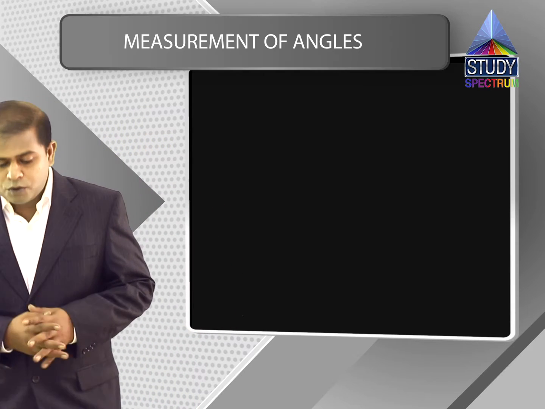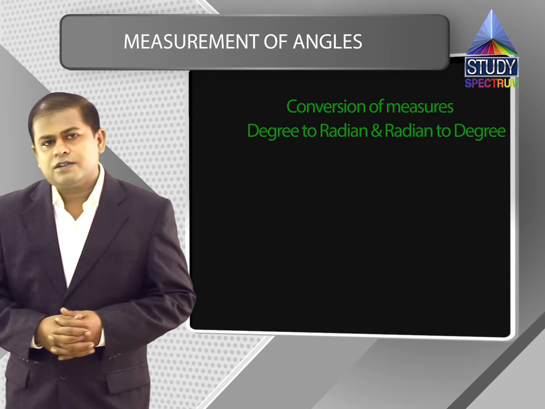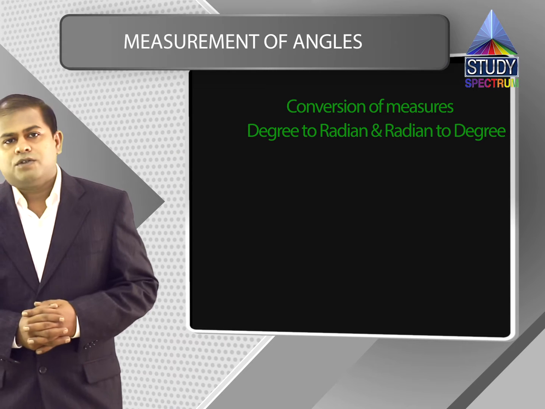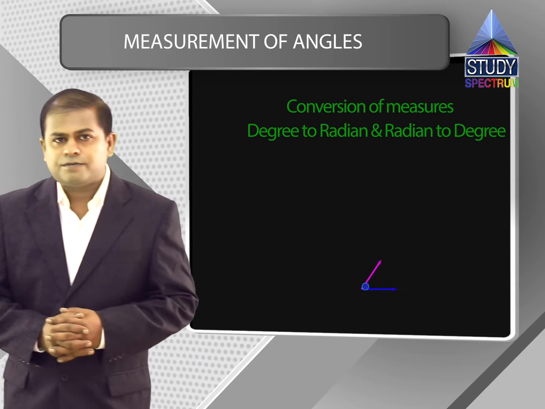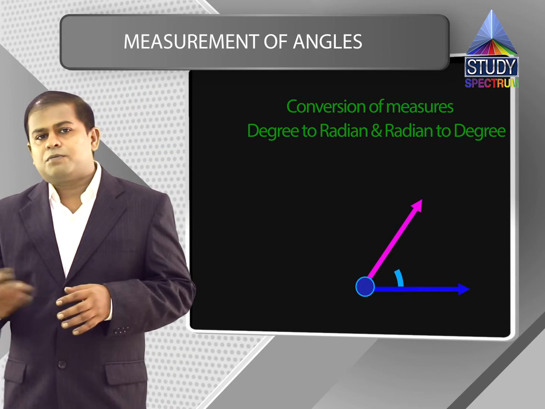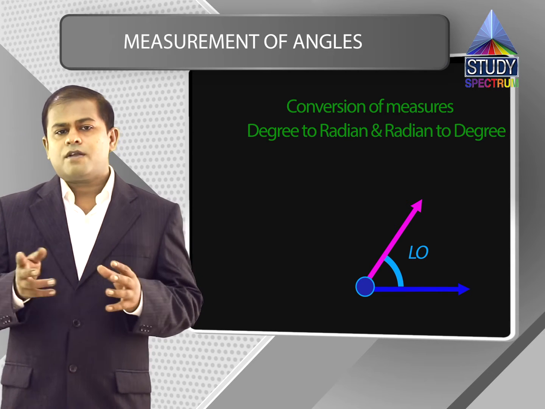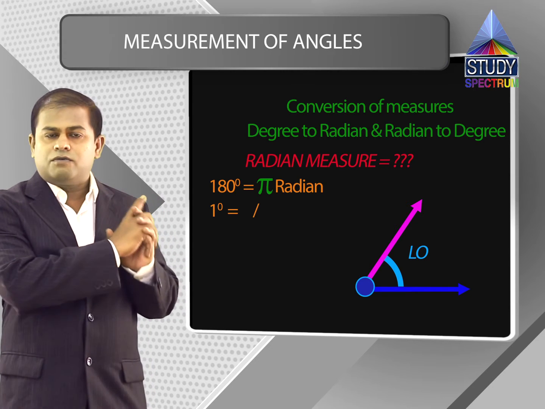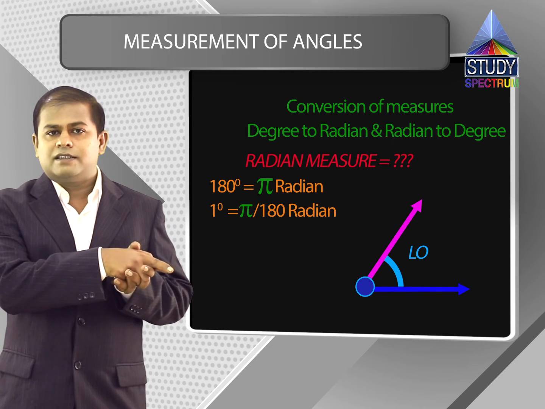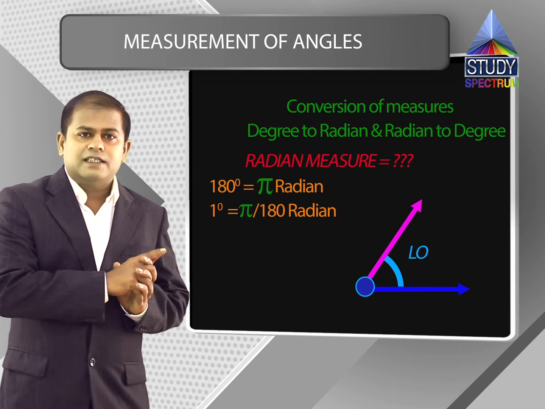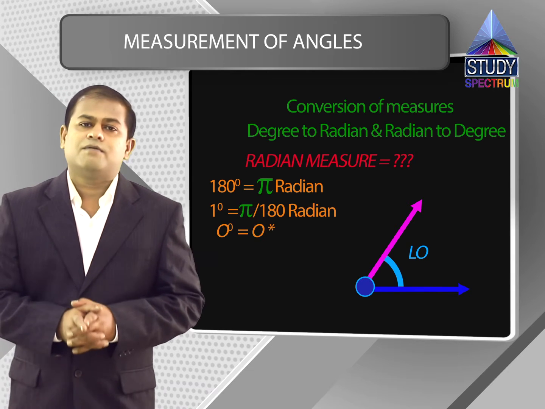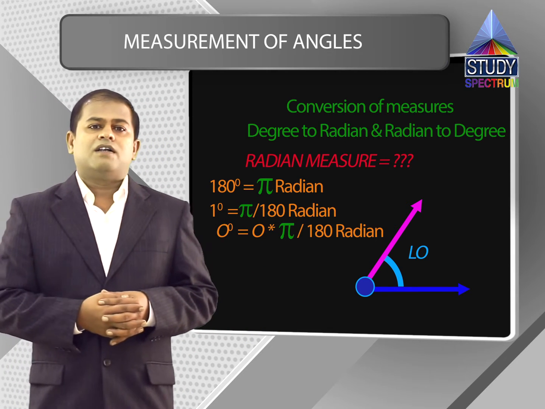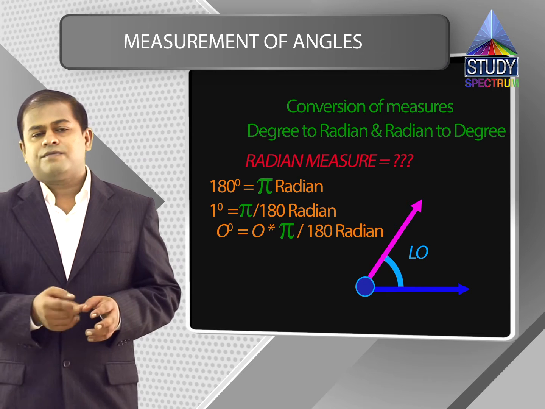Now let's see the method how to convert any degree measure to radian, or how to convert any radian measure to degree. So suppose you have an angle of measure theta degrees. Question is, what will be the corresponding radian measure? What we have seen is 180 degree is pi radian. So 1 degree is pi by 180 radians. So theta degrees is theta into pi by 180 radians. Unitary method. Right?